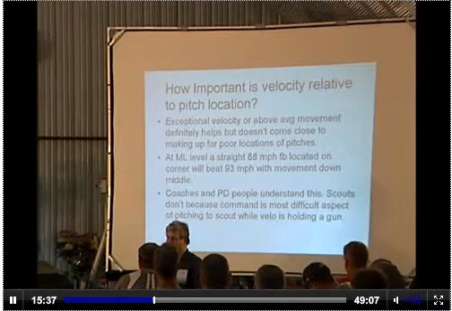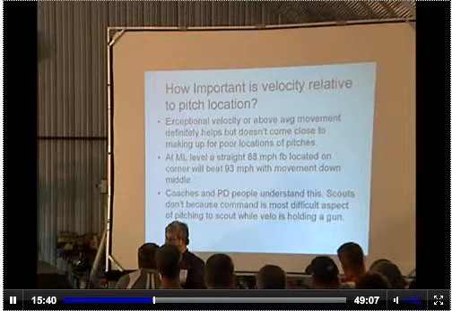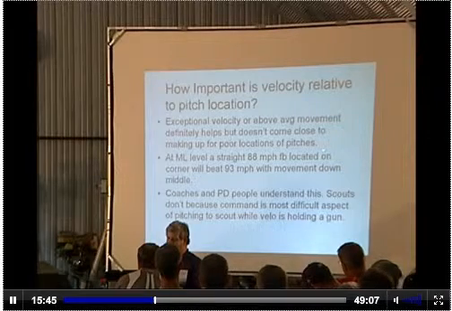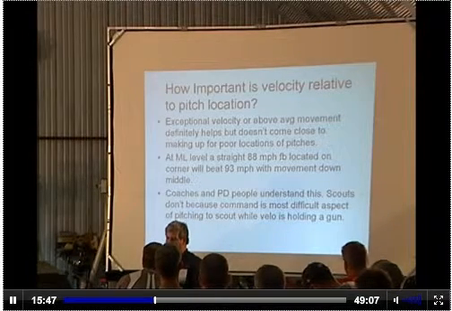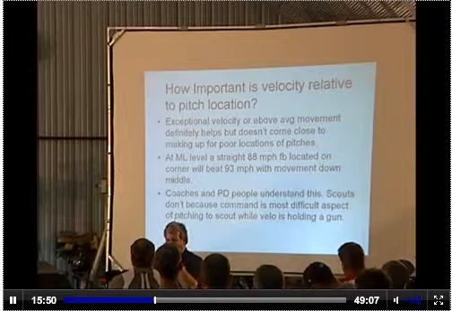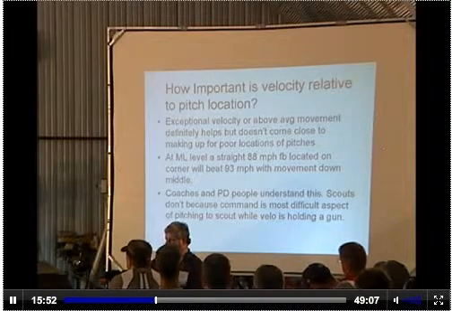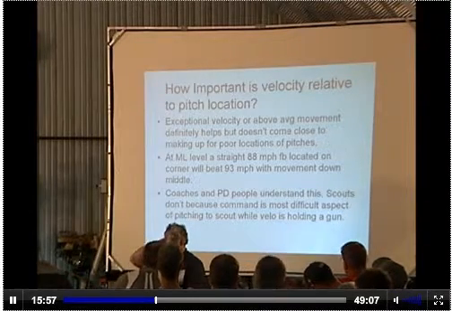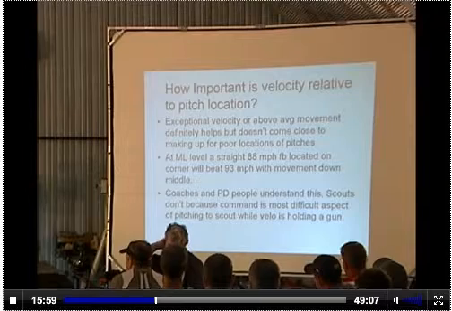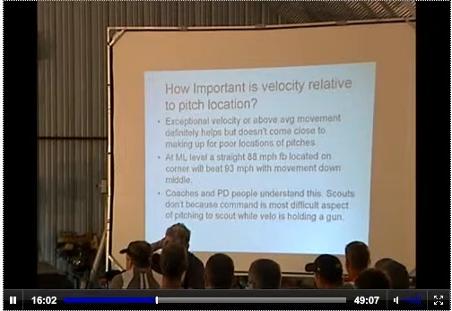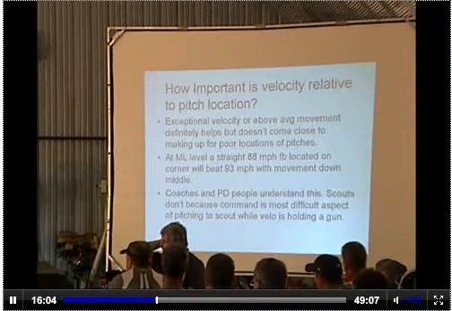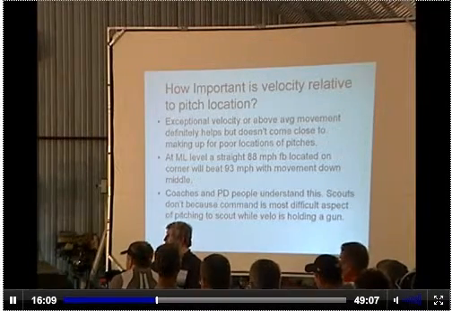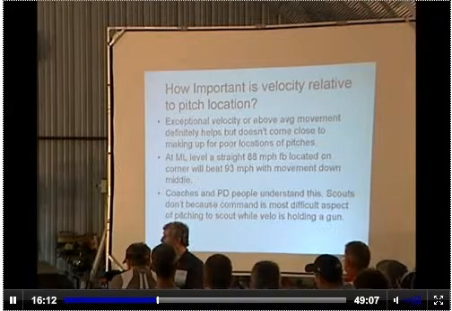Go ahead. How important is velocity? Exceptional velocity or above average movement definitely helps, but doesn't come close to making up for poor location. At the major league level, a straight 88-mile fastball located on the corner will beat a 93-mile-an-hour pitch down the middle with movement over the long haul. Coaches and player development people understand this. Scouts don't. Scouts put the radar gun up, and that's it. They have no clue about command and location, about a guy repeating pitches. You look at any of the reports, the first thing they're going to talk about is how hard a guy throws, his strikeouts, the velocity of the curveball, and all this stuff.